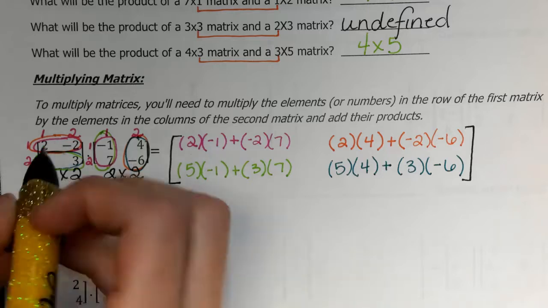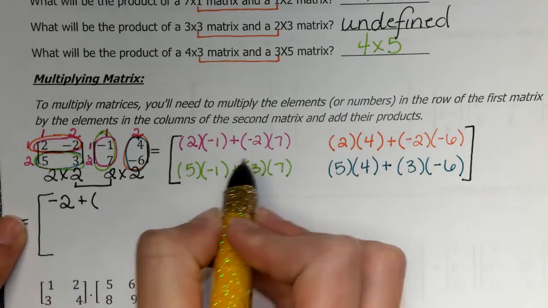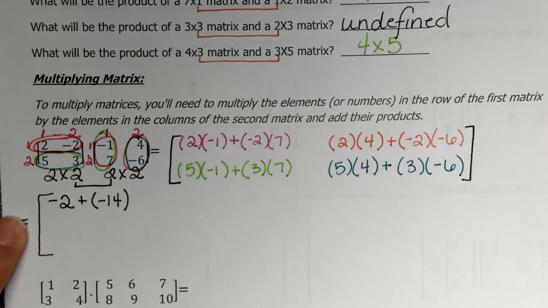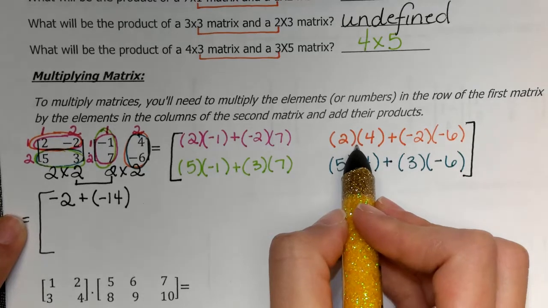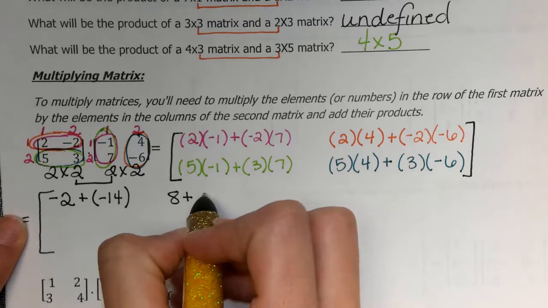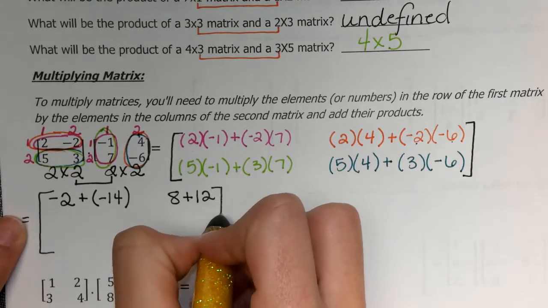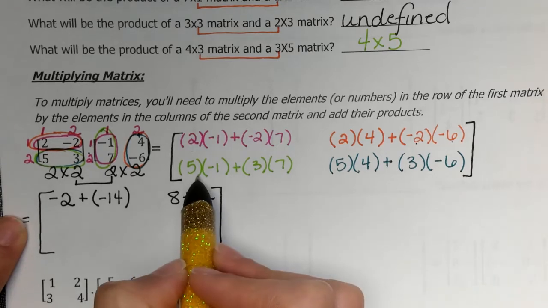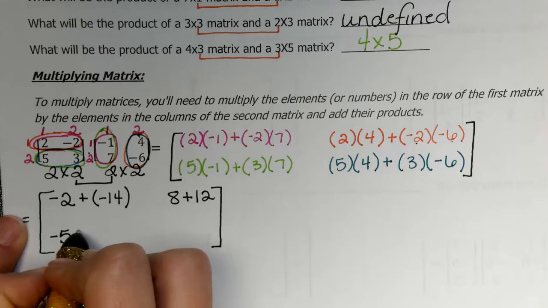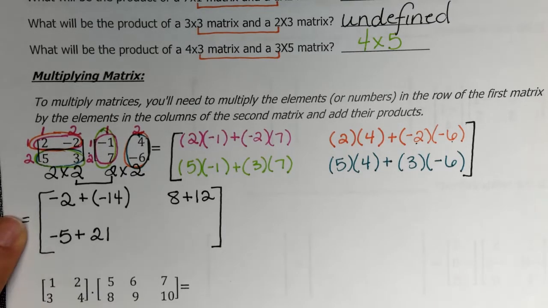Two times negative 1 is negative 2. And then I've got plus negative 2 times 7 is negative 14. Then I'm going to clean this up. 2 times 4 is 8. Plus negative 2 times negative 6 is 12. And I'm going to clean this up. 5 times negative 1 is negative 5. Plus 3 times 7 is 21.